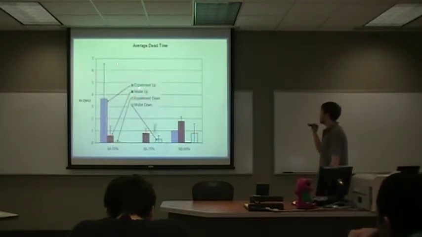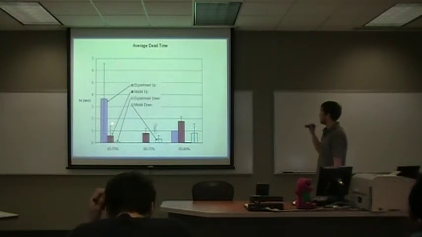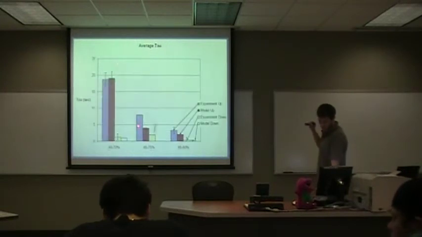Average dead time again shows the same thing between the experimental and the model in both up and down directions. And then with the average tau, same thing: experimental and model in both up directions are fairly similar in the lower range, and then the model seemed to decrease in the wider ranges compared with the experimental.